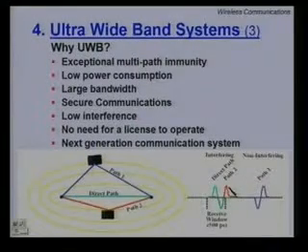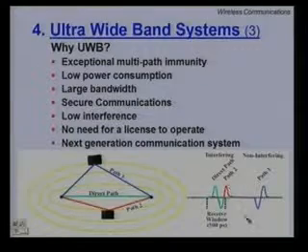intended and reflected paths. A name for such a receiver is rake receiver, which actually picks up energies coming through different paths. Later on, when we read about ultra wideband, we will discuss the design of a rake receiver system. The point to be noted from this diagram is the problem of multipath by definition gets removed.